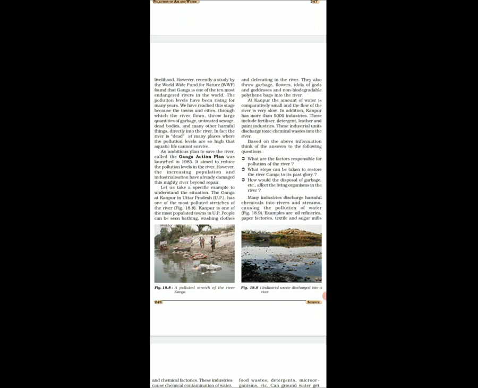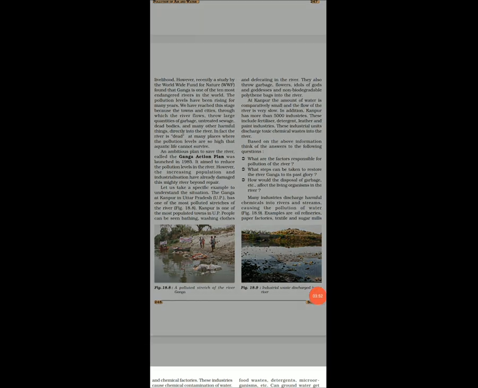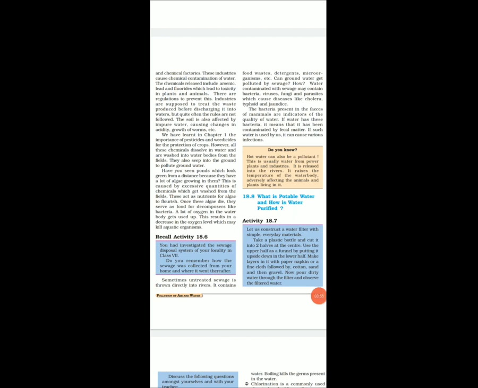Many industries discard harmful chemicals into rivers and streams, adding to the pollution of the river. Examples are oil refineries, paper factories, sugar mills, and chemical factories. These industries cause chemical pollution of water. The chemicals, including lead, enter products, which leads to toxicity in plants and animals. These industries are supposed to treat the waste of production before discharging it into the waters, but quite often the rules are not followed.